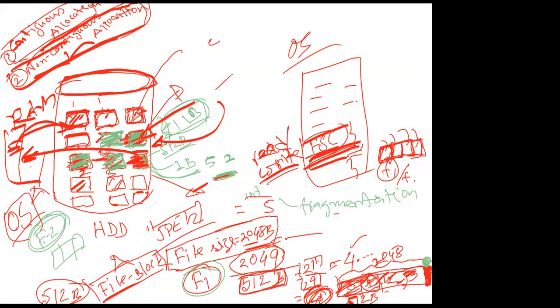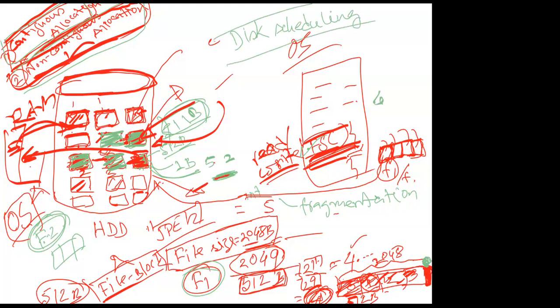And then which kind of allocation it will be, contiguous allocation or non-contiguous allocation. These things are also performed by the file system. Another thing is disk scheduling. We will learn different types of disk scheduling methods later. This disk scheduling is also performed by the file system function.